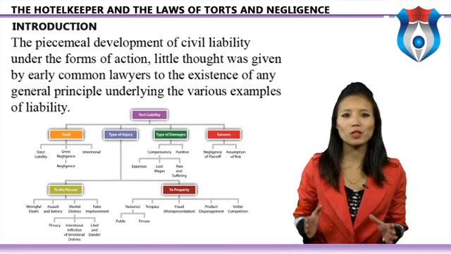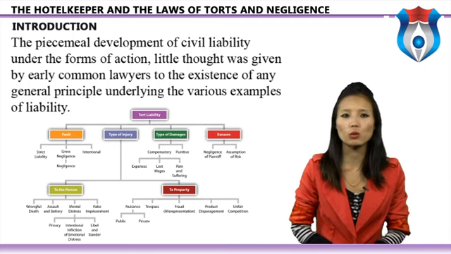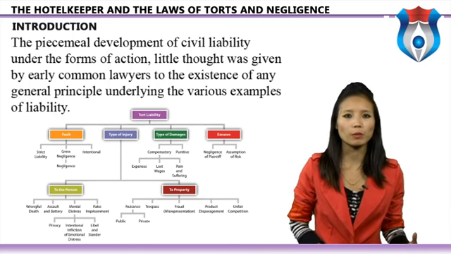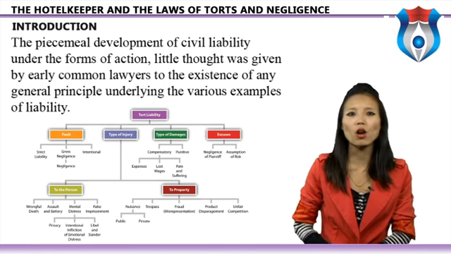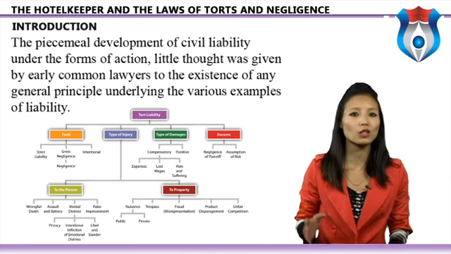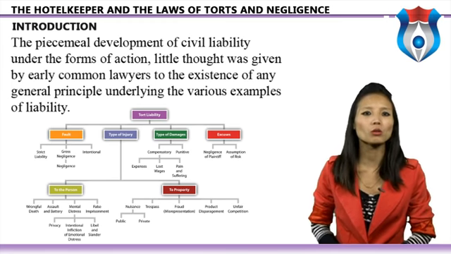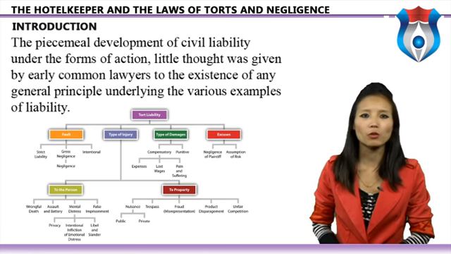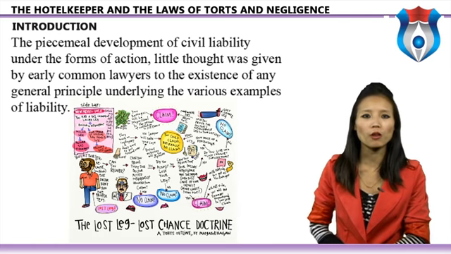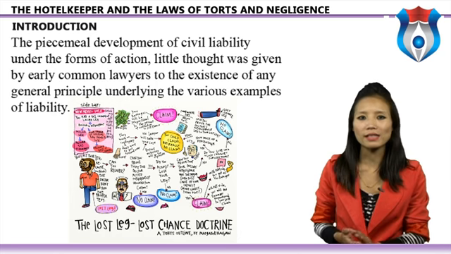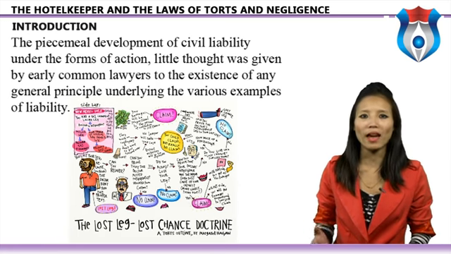In the piecemeal development of civil liability under the forms of action, little thought was given by early common lawyers to the existence of any general principle underlying the various examples of liability. As late as the latter half of the 18th century, Blackstone in his Commentaries on the Laws of England described trespass on the case as a universal remedy given for all personal wrongs and injuries without force, thought in terms only of the form of action, not of the substantive grounds for allowing the action. Similarly, the authors of Digests and Abridgments, early types of practitioner texts, were concerned only to provide examples of factual situations where liability had been held to exist and to state the correct form of action in which to plead those facts.